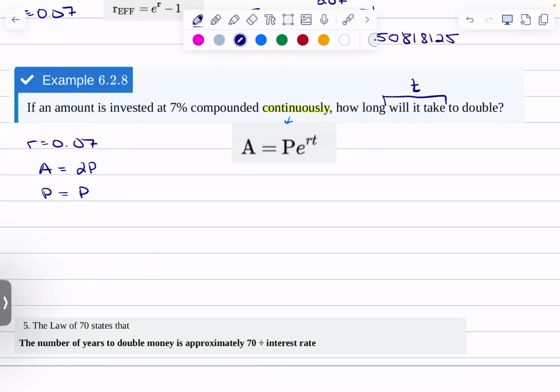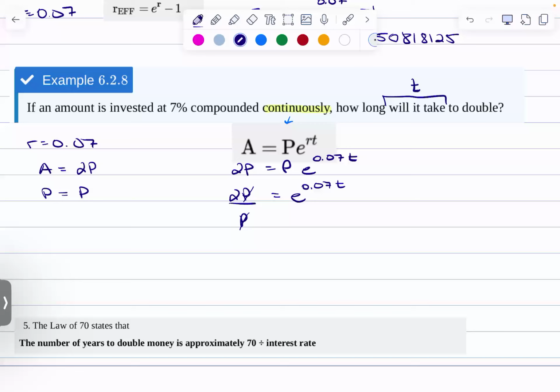So now in this formula, I can replace it with 2P has to be P times e to the 0.07t. I want to get at that t in the exponent, which means I need to isolate e to the 0.07t. So I need to divide both sides by P. And so I get 2P over P is e to the 0.07t. But P over P is just going to be 1. And so I'm left with 2 equals e to the power of 0.07 times t.